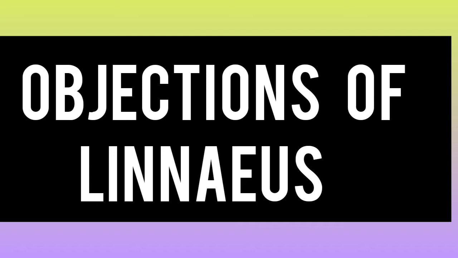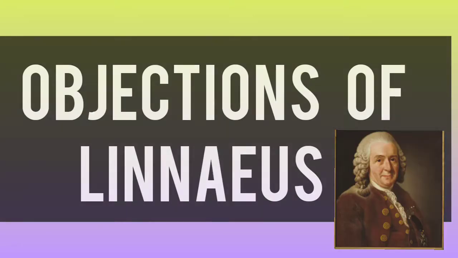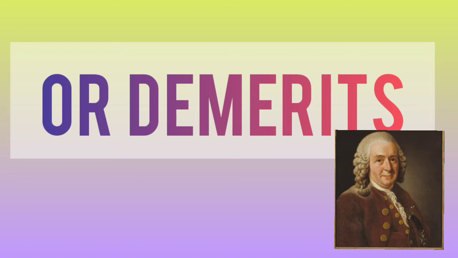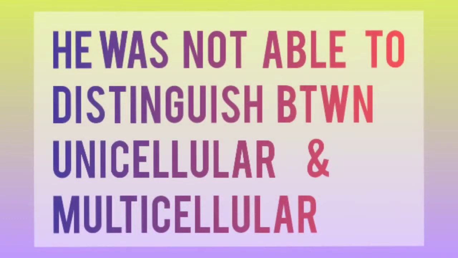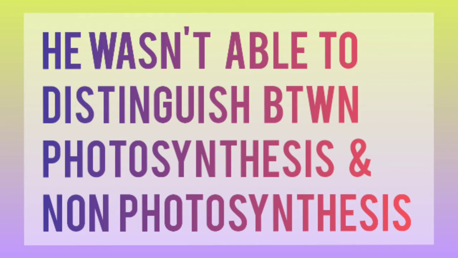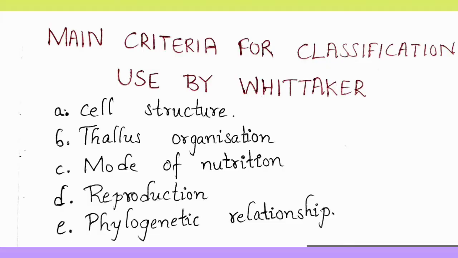Next, the objections to Linnaeus. Sometimes they will ask the question, what are the objections or demerits of Linnaeus? First, he did not distinguish between eukaryotic and prokaryotic cells. Second, he did not distinguish between unicellular and multicellular, and he did not distinguish between photosynthetic and non-photosynthetic characters. In the last option they give all the above, so you can find that the answer is all the above.